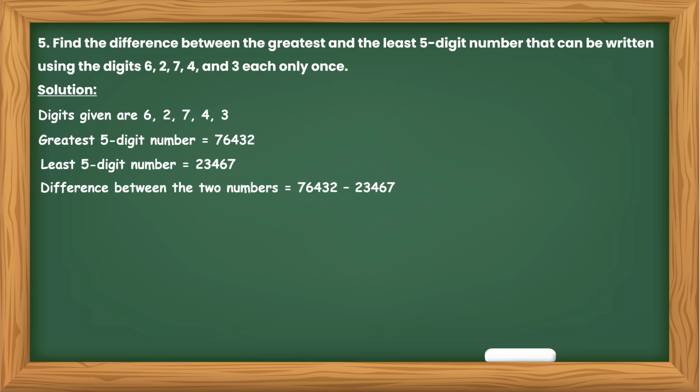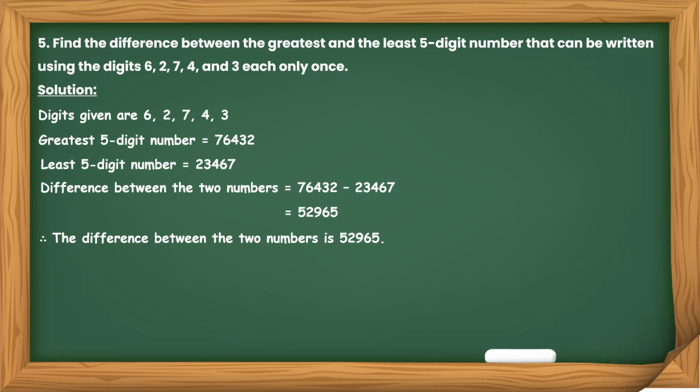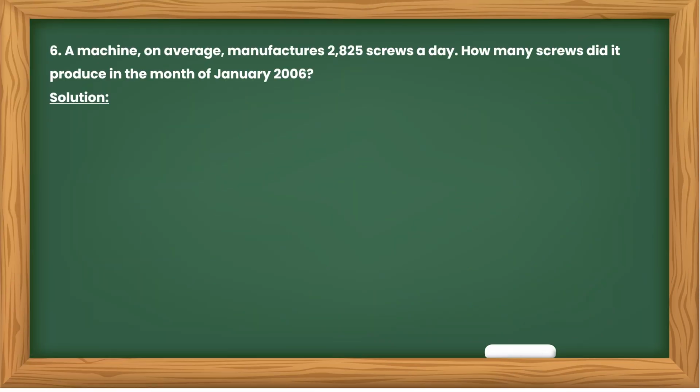So the difference between the two numbers is, again, we'll have to find it by subtracting both the numbers. So we get the difference to be around 52,965. Therefore, the difference between the two numbers is 52,965. So moving on to the sixth question.